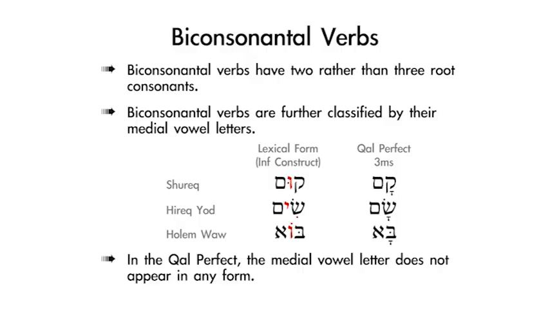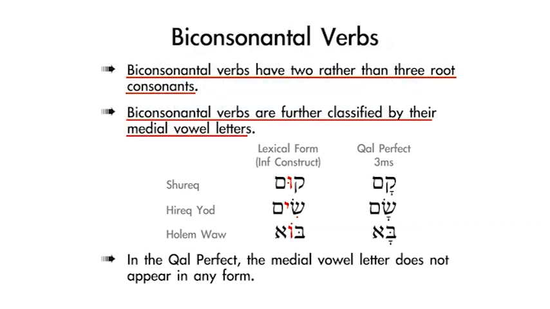Let's now move to biconsonantal verbs. So far in our study of the weak verb, we've talked about triconsonantal verbs, or verbs with 3 root letters that have 1 or more weaknesses in them. We now move to the weak verb category, biconsonantal verbs, that is, verbs with only 2 root consonants. Biconsonantal verbs have 2 rather than 3 root consonants. Biconsonantal verbs are further classified by their medial vowel letters.